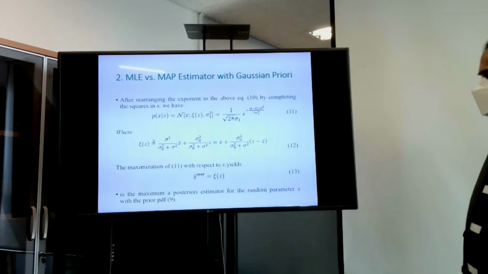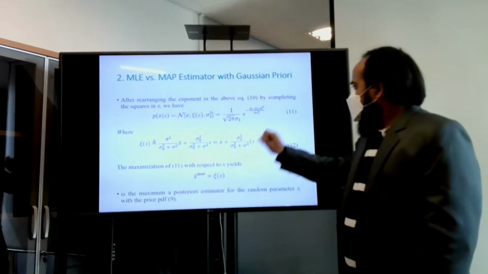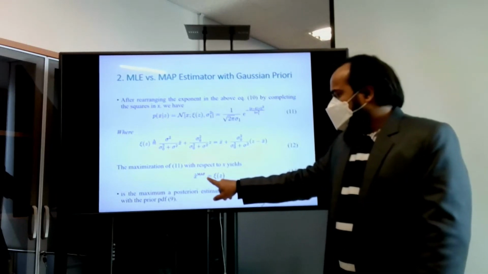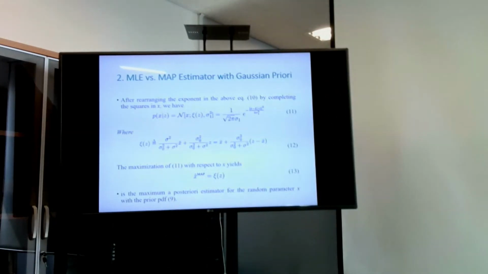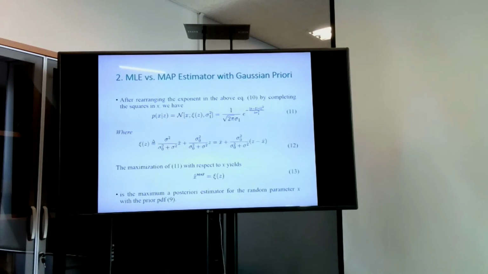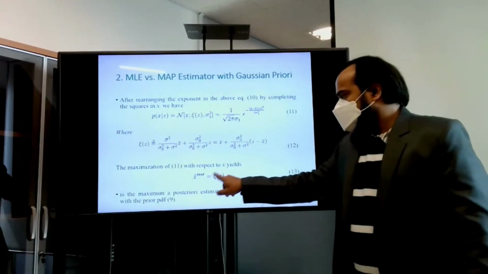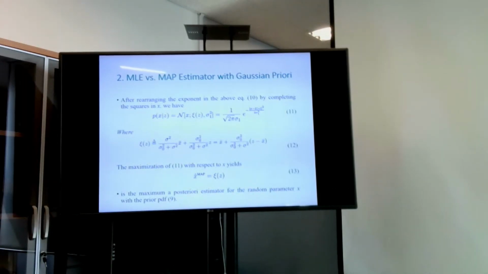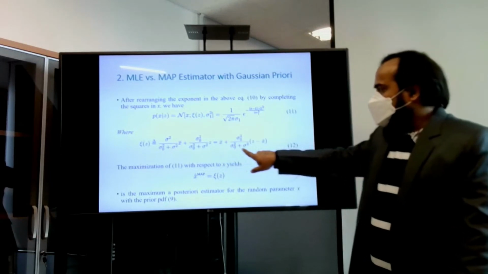Okay, so this variable maximizes equation 11. Maximizing equation 11 with respect to x yields x max equals eta of z. This is the maximum a posteriori estimator for the random parameter x with the prior of equation 9. So this is actually what happens when you apply the Bayes theorem. You first calculate this.